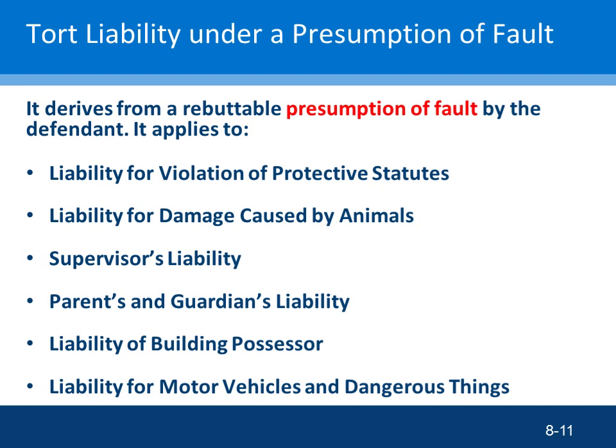Another case of presumption of fault is parents and guardians' liability. If a minor commits a wrongful act, the parents will be liable with him unless they can prove proper care in performing the duty of supervision. So, for example, if parents allow their 14-year-old son to ride a motorbike and then the motorbike hits me, I have the right to sue the driver as well as the parent.